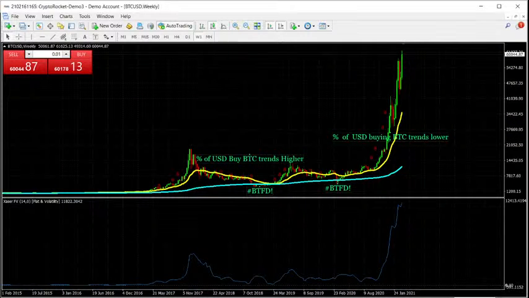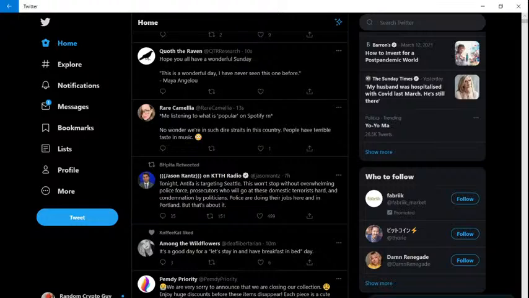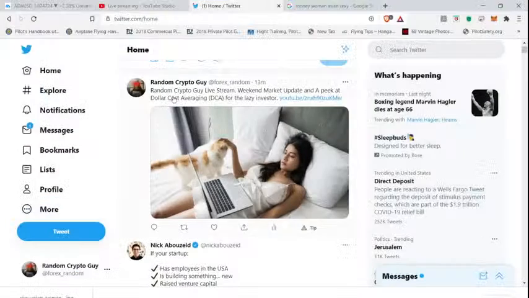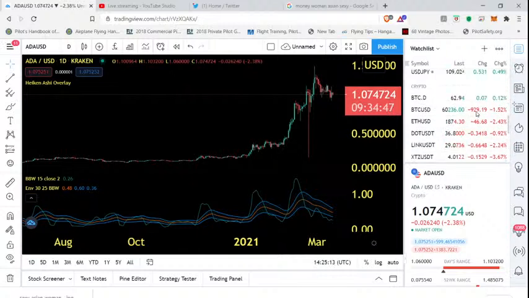And I'll get back to this in a minute. So let's move on to TradingView.